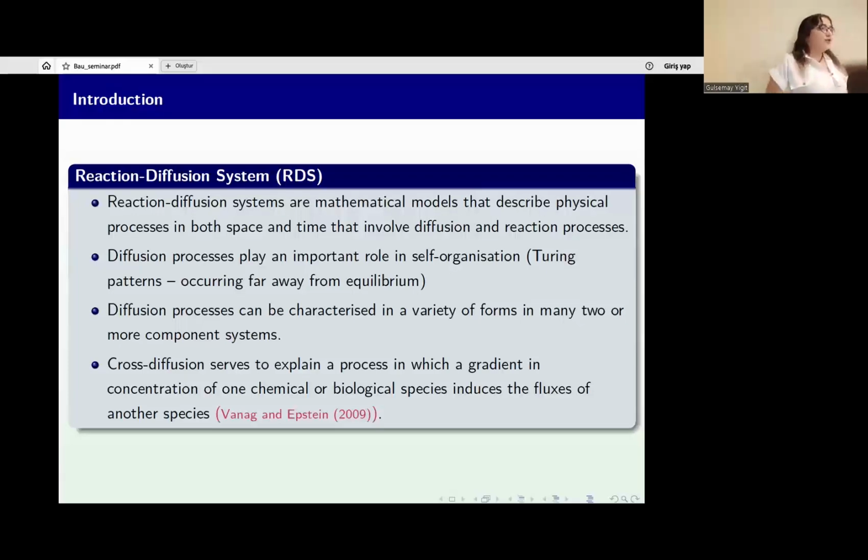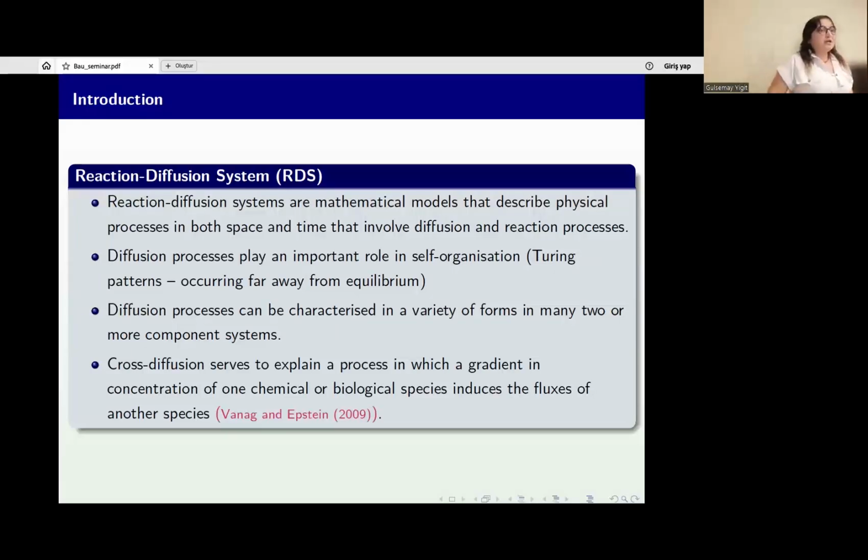The idea of Turing diffusion-driven instability says that you have a set of reactions. Think about a system with reactions in the absence of diffusion, where you have a homogeneous steady state that is linearly stable. But then diffusion is added to the system, and your system becomes unstable. So it is called a diffusion-driven instability, and this is what we are interested in. I'll show you how instability occurs, but this is what Turing theory suggests.